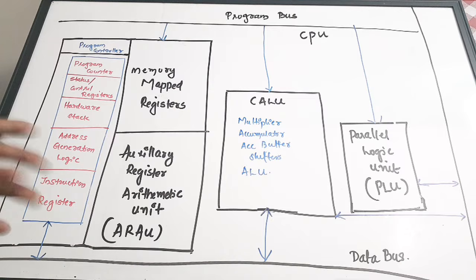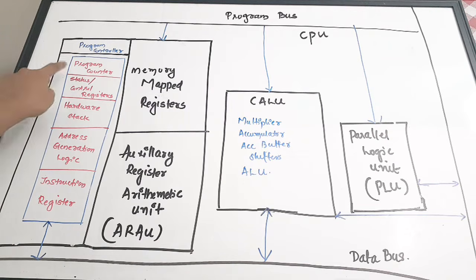And what all things are present in the program controller? There is a program counter, there are status and control registers, hardware stack, address generation logic, and instruction register. Let us see about these in detail. The first unit is the program counter. Just like in all processors, the program counter contains the address of the instruction to be executed next. It is a 16-bit program counter. That is the first element.